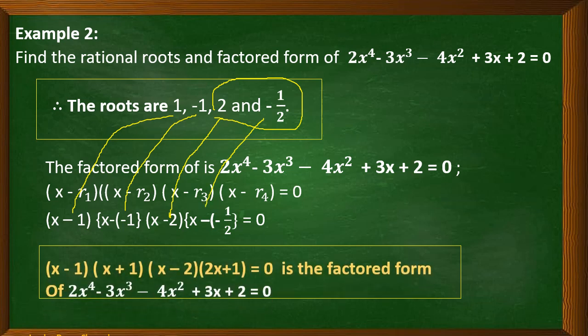Finally, we have x minus 1, then the quantity x plus 1 times x minus 2 times the quantity 2x plus 1 is equal to 0. Again, what we have here is 2x plus 1 because negative times negative is positive, and we have to multiply this by 2. So we have now 2x plus 1. So this is now the factored form of 2x to the power of 4 minus 3x cubed minus 4x squared plus 3x plus 2.